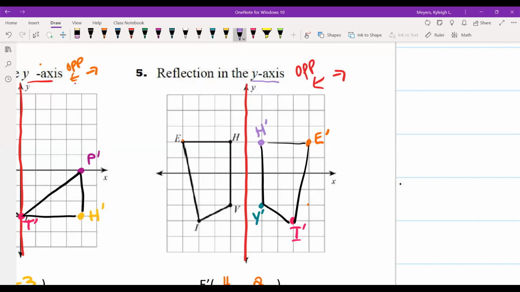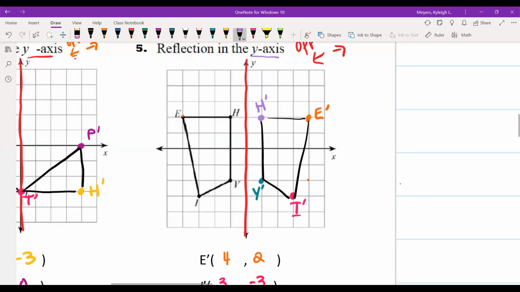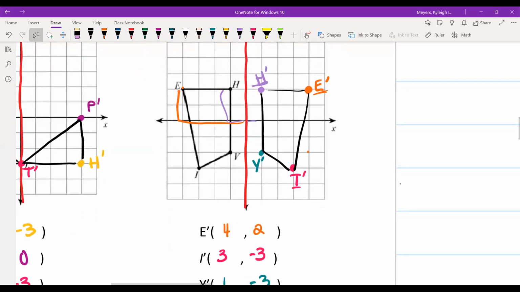It reflects across the y-axis, so that's opposite, left, right. So for E, I went 4 to the left, up 2. I'm going to do the opposite. I'm going to go right 4, up 2. So that's why E apostrophe is right here. H, same thing, left 1, up 2. So I go right 1, up 2. And that's why H apostrophe is there. And then same thing for Y and I.